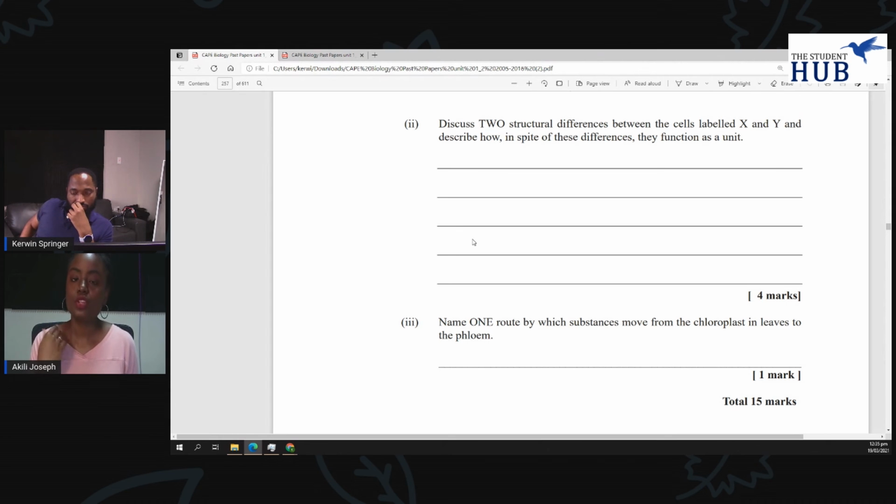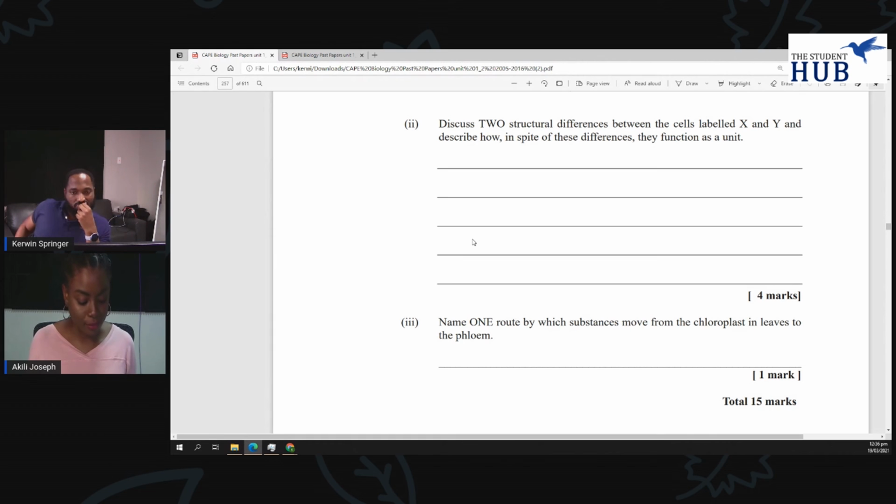So 2 structural differences you will see is that in your sieve tube element, it lacks all these organelles. It doesn't have a nucleus, it doesn't have ribosomes, it doesn't have a cytoskeleton, it has very little cytoplasm. All this is because it wants more space for the products from photosynthesis to be able to move through these tubes, to go to the cells that need it, or to go to storage, right? So your sieve tube element's not going to have all these organelles while the companion cell has it.